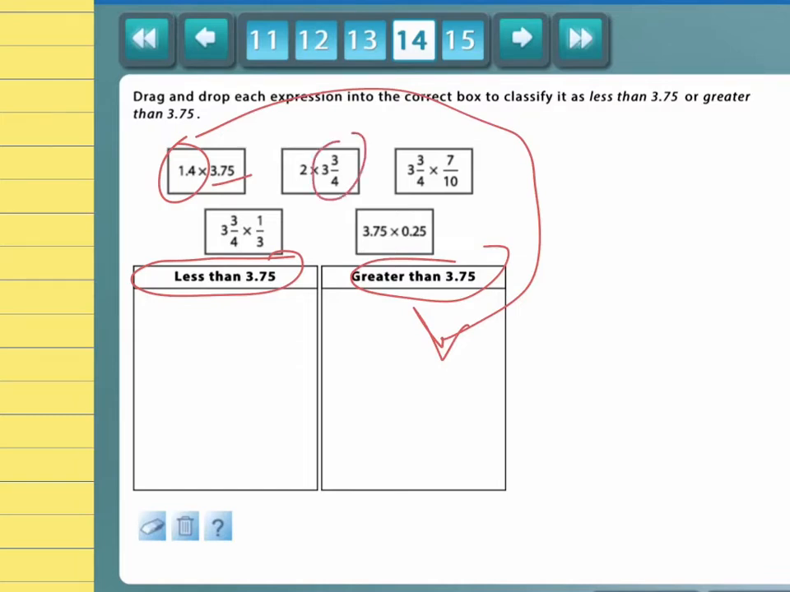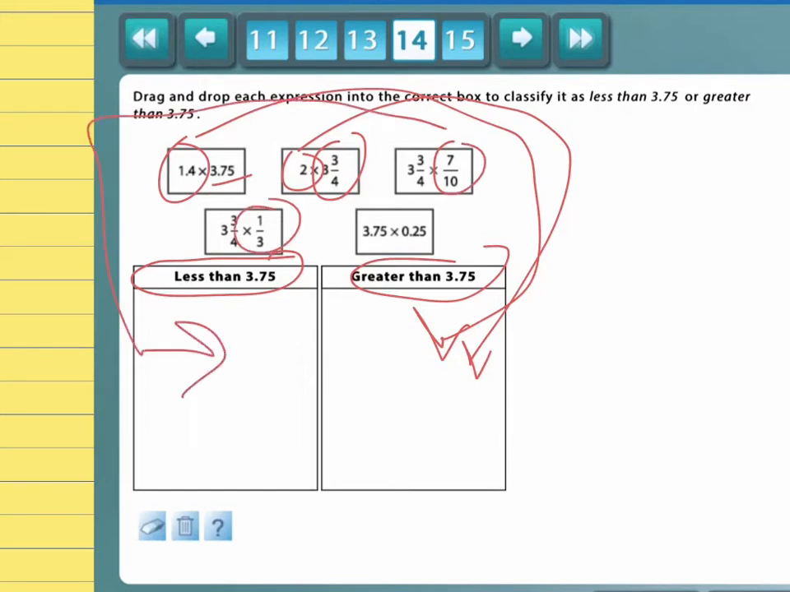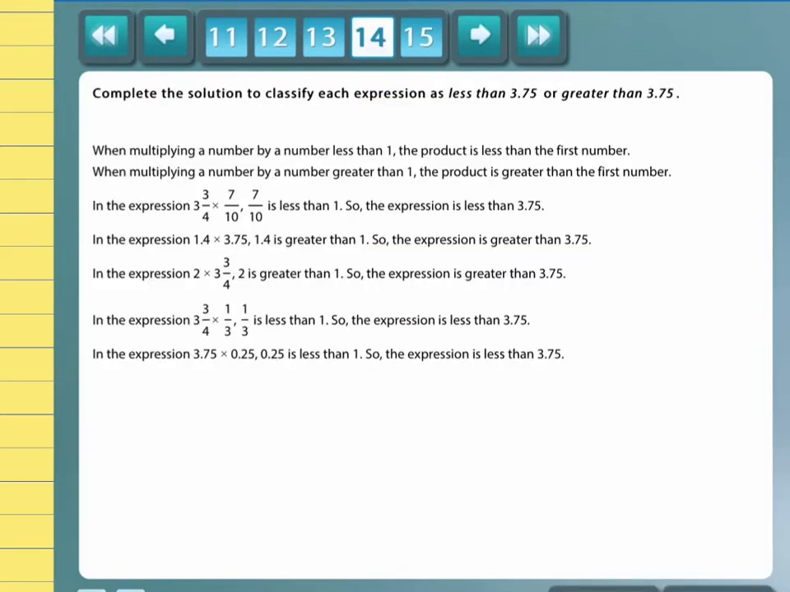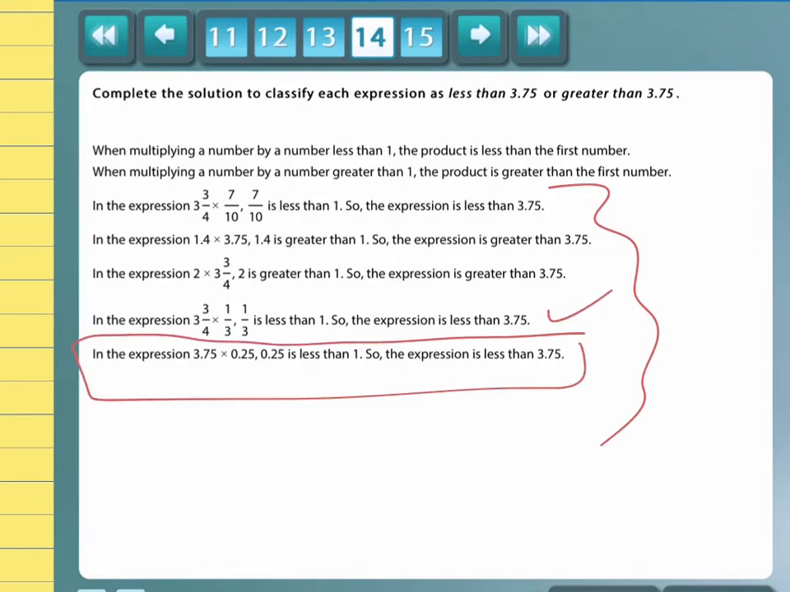3 3/4 is the same as 3.75, and we're multiplying by 2, so that's going to go there. We're multiplying by 7/10, that's less than 1, so that's going to go there. 1/3 is less than 1, and 0.25 is less than 1. So multiplying a number by a number less than 1 gives you a product less than the number, and greater than 1 gives you a product greater than the number. And here is Think Central's explanation. Go ahead and pause the video and read these through, and you will see that each one of these is exactly what we talked about in the previous slide.